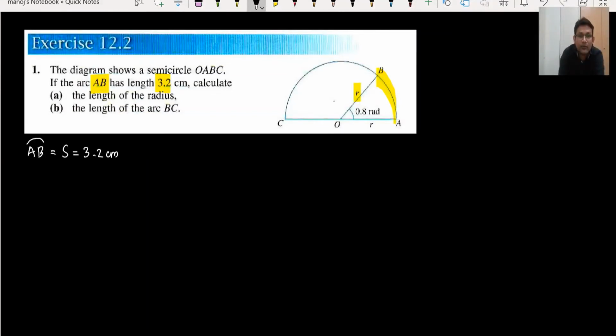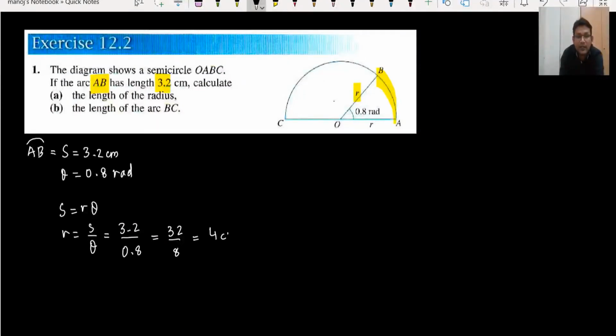And we have to find theta is 0.8 radians. So S equals R theta, and R is equal to S upon theta. S is 3.2, and then you can simplify, the decimals cancel out, and 4 centimeter is the radius. So we have done the first part to find the radius.